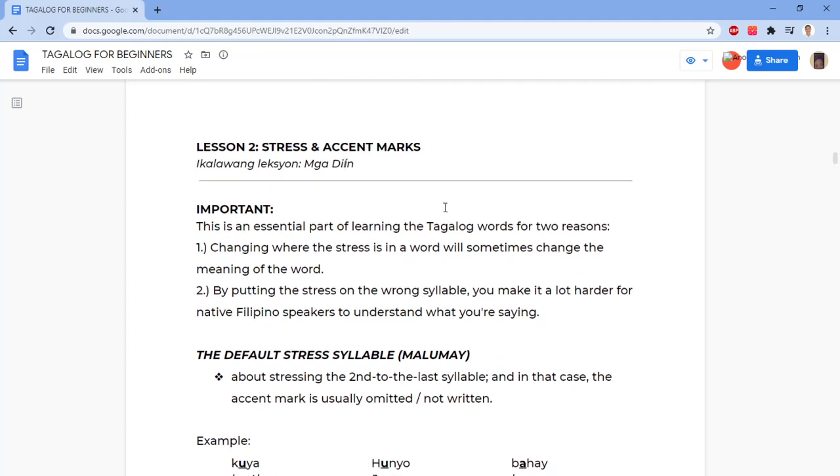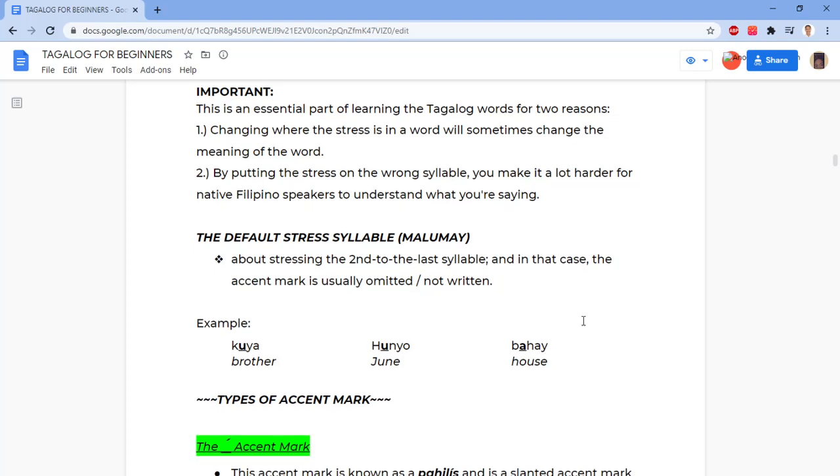It's very important for you to learn about this because there are two essential reasons. First, changing where the stress is in a word will sometimes change the meaning of the word. Second, by putting the stress on the wrong syllable, you make it a lot harder for native Filipino speakers to understand what you're saying. So that is essential, learning the stress and the accent marks.